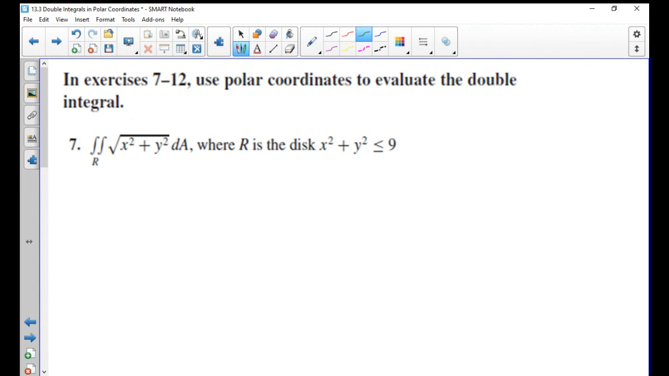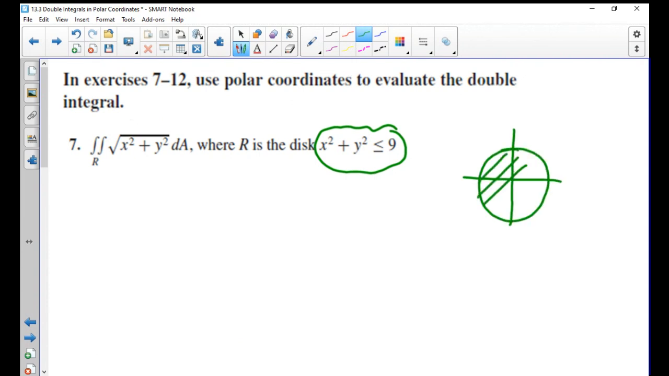So this is the kind of question you may see in your test. This is like the first example we did in this section. You want to find the integral of the square root of x squared plus y squared, where R is the disk x squared plus y squared less than or equal to 9. This is basically the inside of a circle of radius 3, that's it.